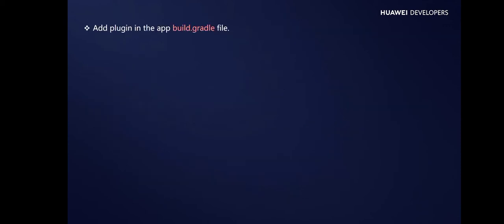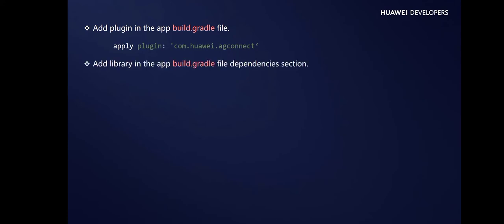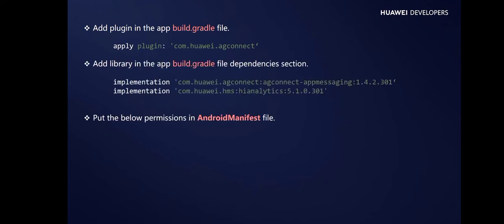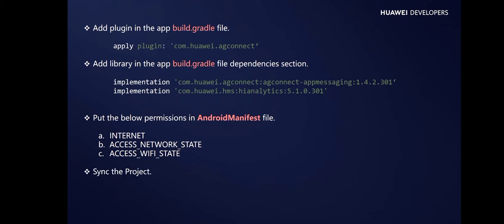In the application level build.gradle file, add the plugin and add the libraries in the dependencies section. Add internet, access network state, and access Wi-Fi state permissions in the Android manifest file. Sync the project.